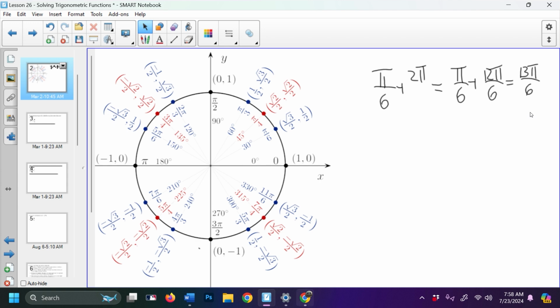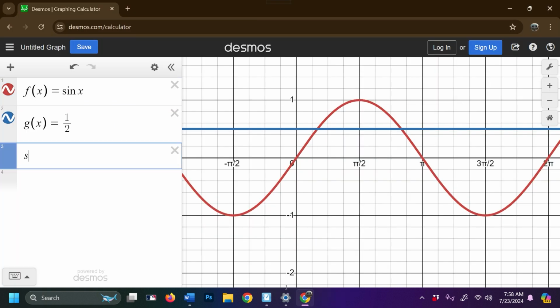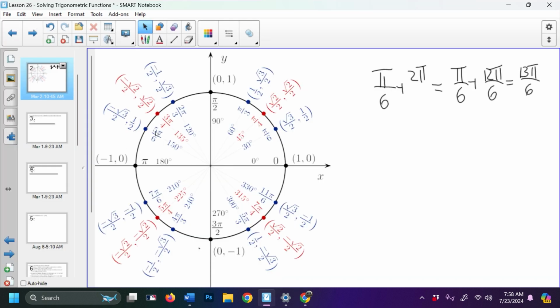You can see that that will be a solution if I come back to Desmos and I go sine of 13 pi over 6. I again get a half. Similarly, with 5 pi over 6, if I add to that 2 pi, again, I'll go 5 pi over 6 plus 12 pi over 6. That'll be 17 pi over 6, which is another solution.